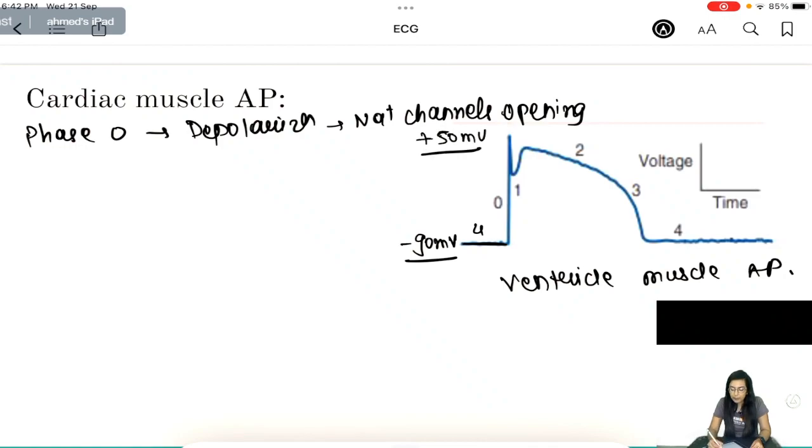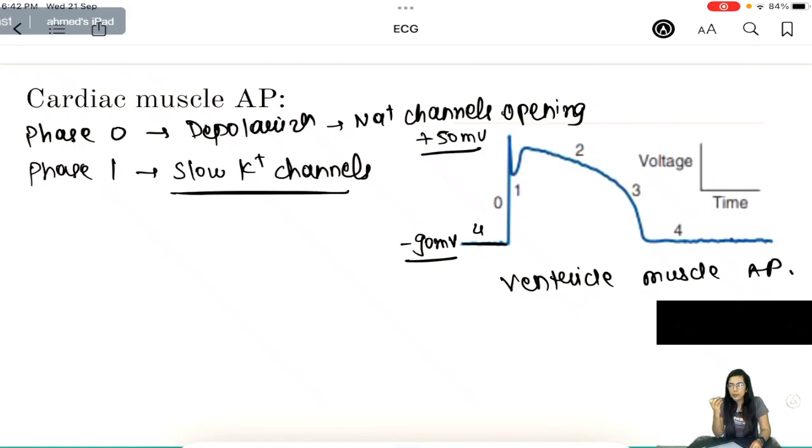From plus 50 millivolt, there is a phase 1 that we will now understand. Slow K plus channels open up. As I told you previously, potassium is more inside the cell. So when K plus channels open up, K plus goes from inside the cell to the outside. As you can see, a positive ion is going outside, so it will lead to negativity. That's why the amplitude of the action potential decreases. So this is phase 1.